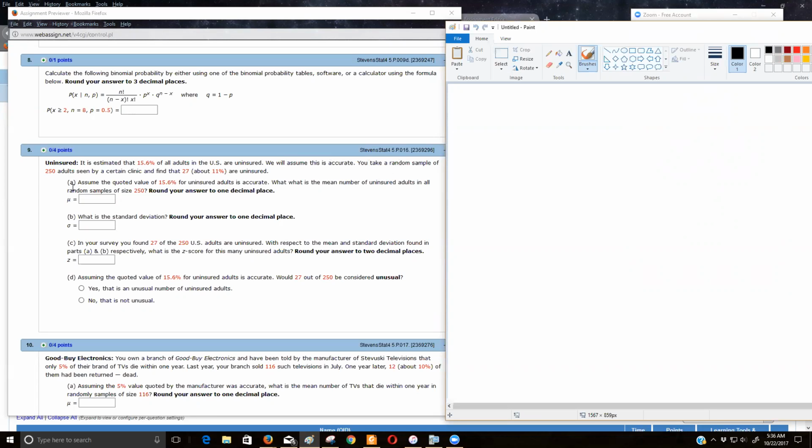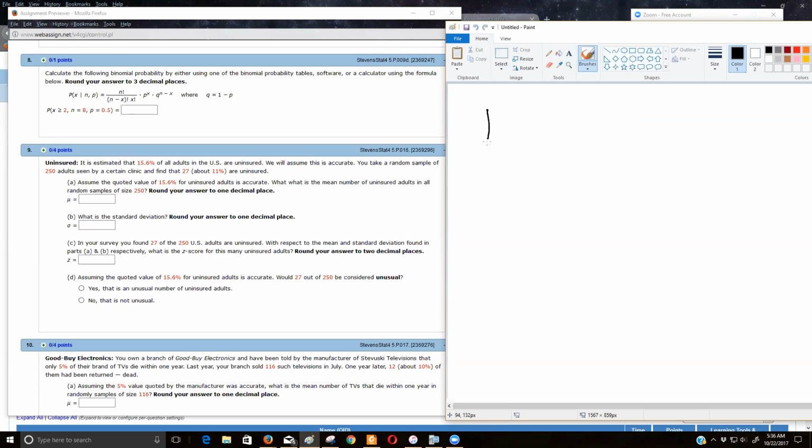Now we should do a check and see if this is a binomial probability experiment, a binomial probability distribution, or if it's appropriate to use the binomial methods. I'm assuming that from adult to adult, the probability of being uninsured is independent. I'm assuming the probability stays the same. I see a fixed number of trials of 250 adults. So I'm thinking that this is a binomial distribution, which lets me use those binomial techniques.